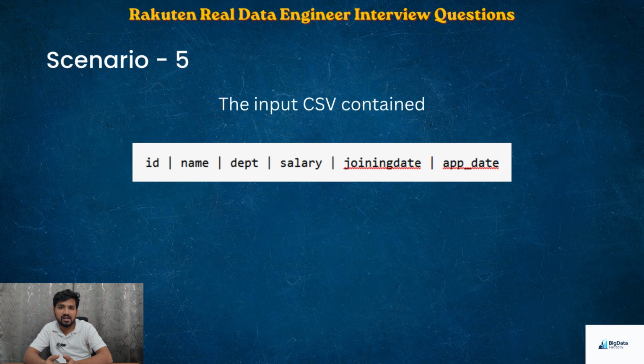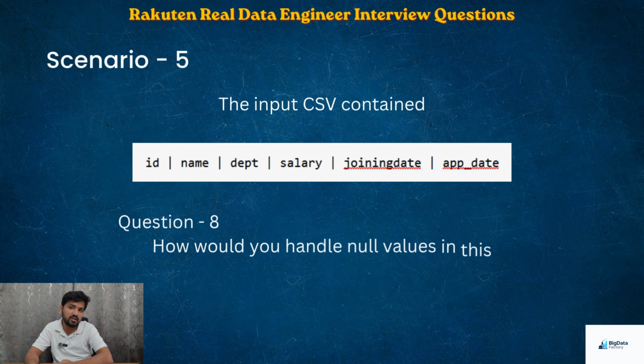Now let's move to the employee data scenario. This scenario has two questions. The input CSV contains ID, name, department, salary, joining date, appraisal date. So the first question the interviewer asked was, how would you handle null values in this data frame?